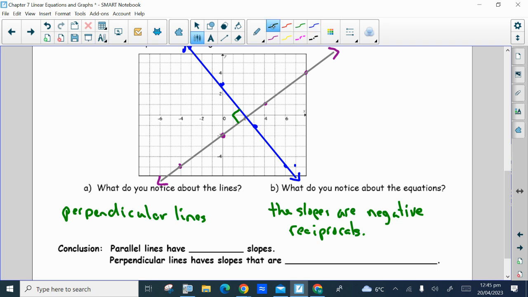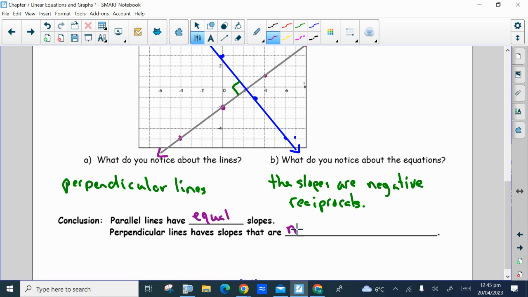So the conclusion we make here is that parallel lines have equal slopes and perpendicular lines have slopes that are, again, negative reciprocals. Which means, again, two things are happening. The sign is changing and the fraction is flipped over.